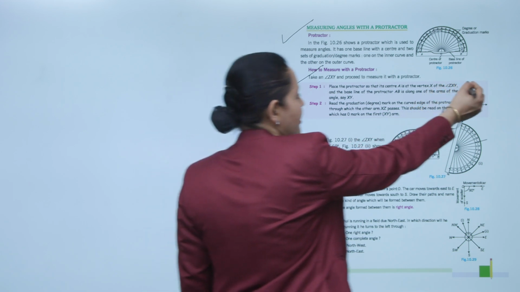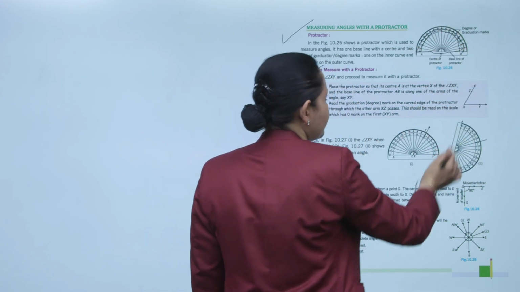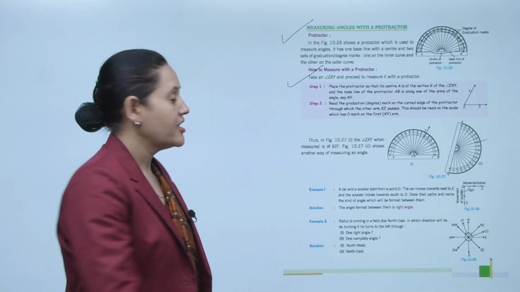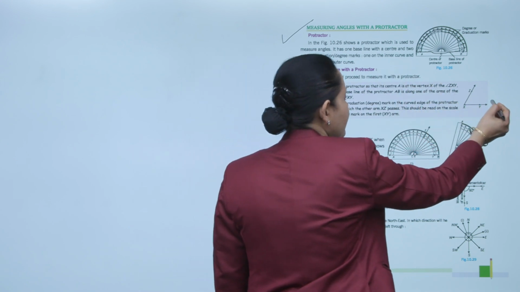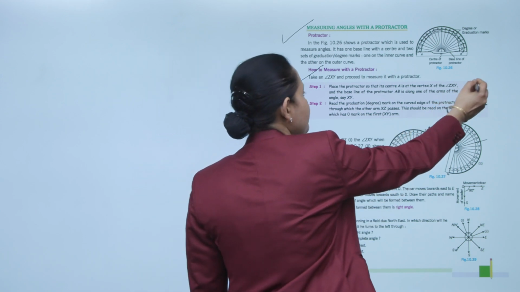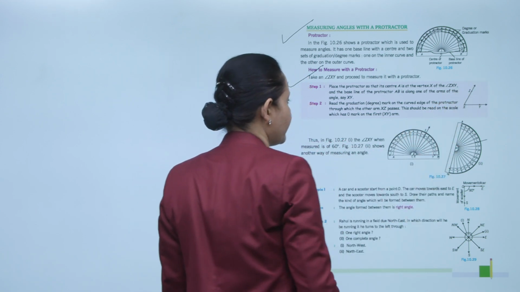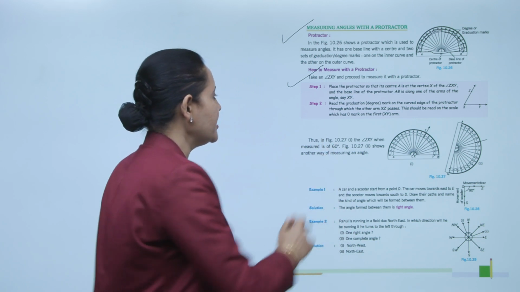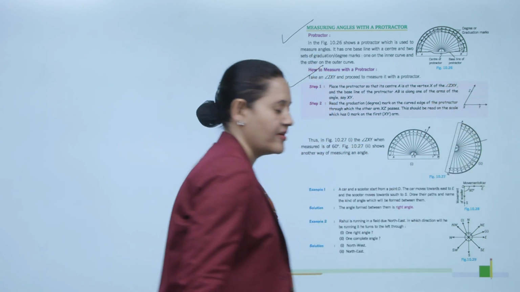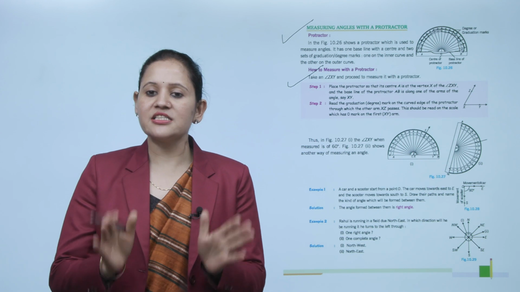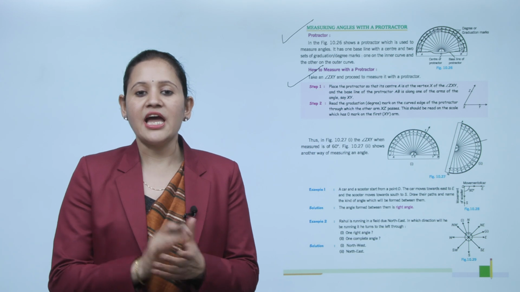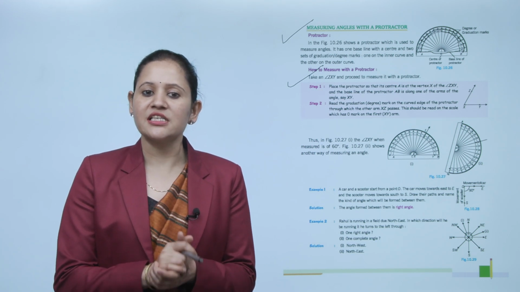Suppose we have to measure the angle ZXY. So we'll take the protractor and keep it here. The center point should be here on the vertex and the baseline should be along the line XY. Now we'll read the graduation mark where the arm XZ passes. So we'll read the scale which has 0 marked first on XY, here the 0 will be marked, we'll take that scale and read, that is the measurement of that angle. Thus, in figure 10.272, angle ZXY when measured is 60 degrees.